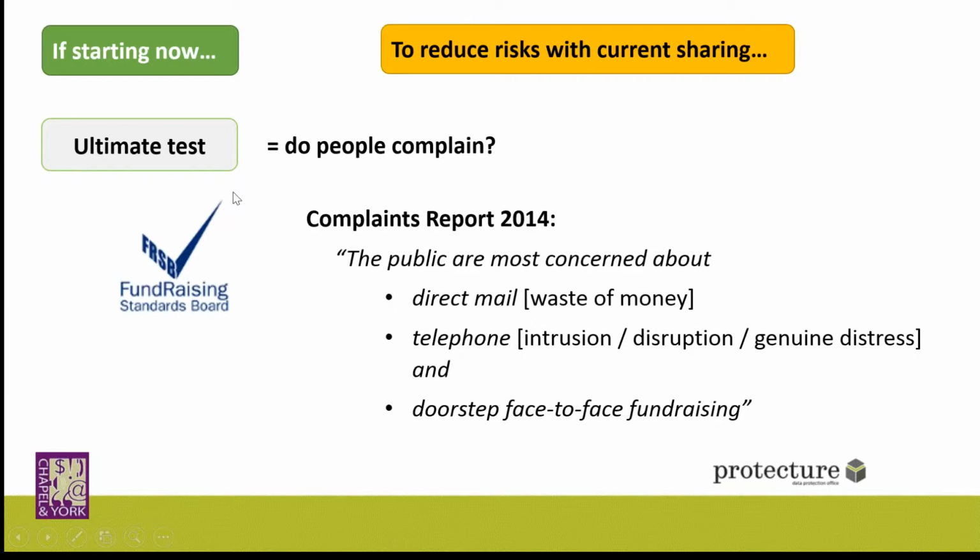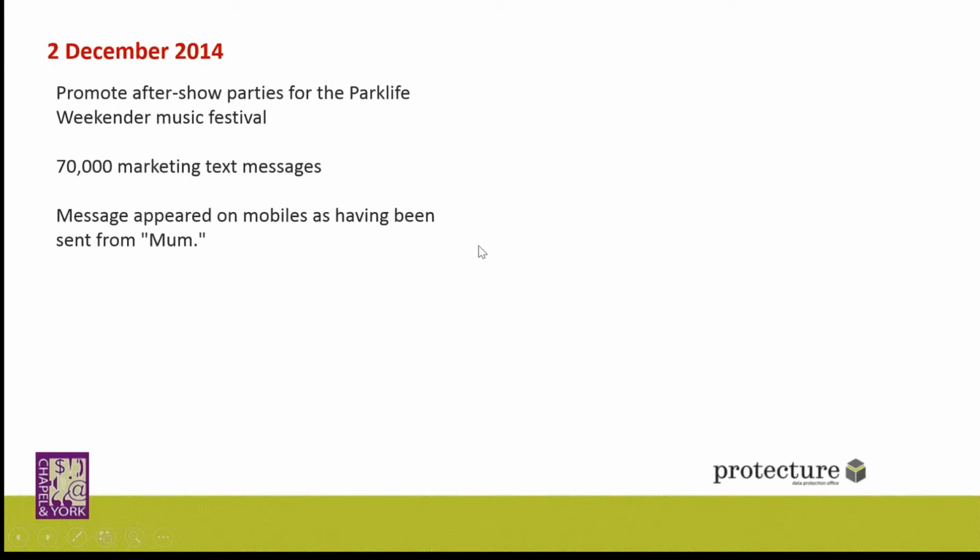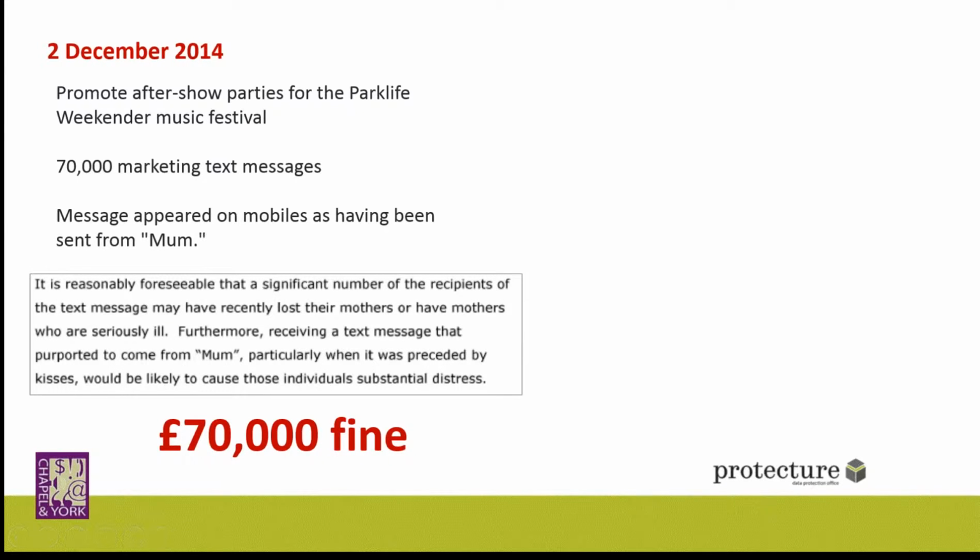My last two points really confirm this. Just to show you what happened with that Part Life Weekender company, 70,000 texts sent out pretending to be people's mums rather than identify themselves clearly. Well, they were fined £70,000 for that serious breach of the privacy regs, because they should have known it was an issue and went ahead and hid their identity, causing great distress for a number of individuals.